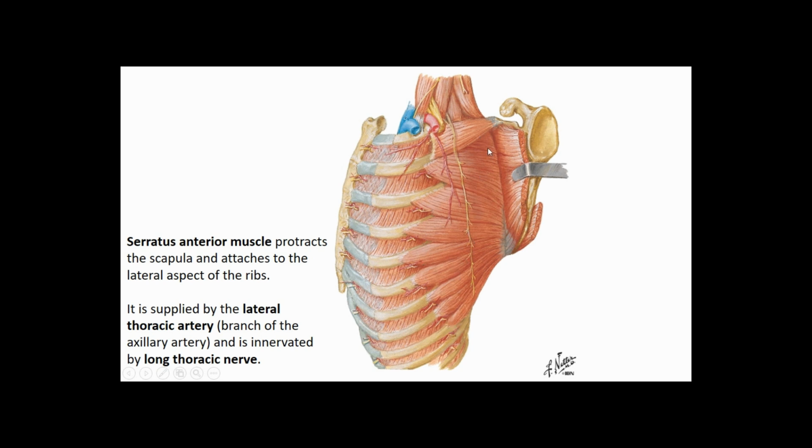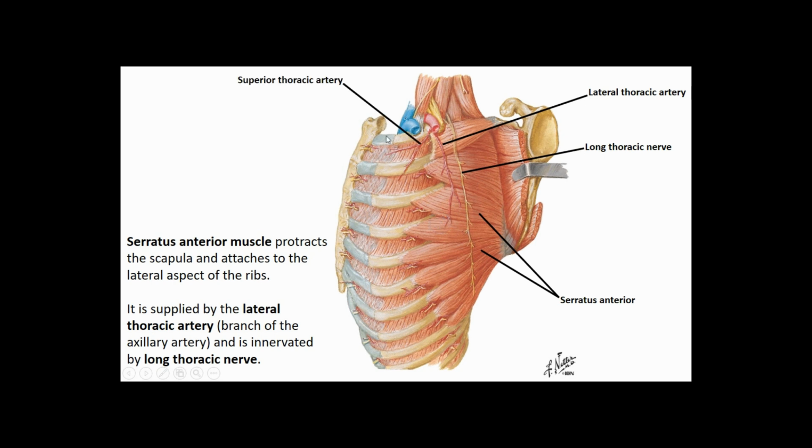Its muscle origin is from the medial border of the scapula's anterior side, and then it fans out across the lateral aspect of the ribs, allowing it to move the scapula around. It's supplied with blood by the lateral thoracic artery off the axillary artery here, and it's going to get its innervation from the long thoracic nerve right here. So serratus anterior is there, along with its neurovascular supply.